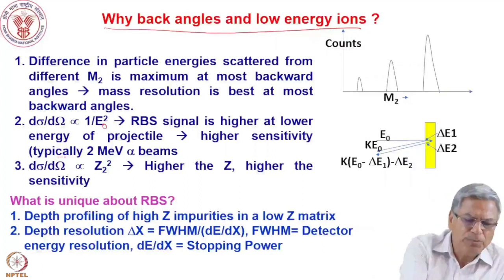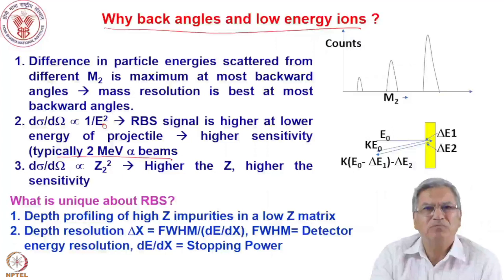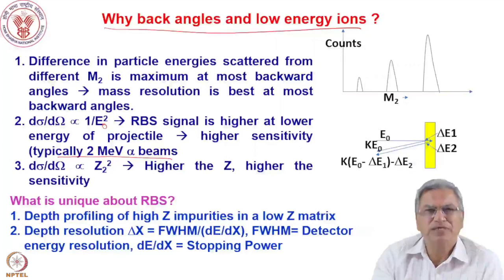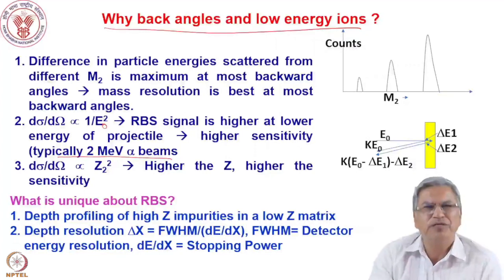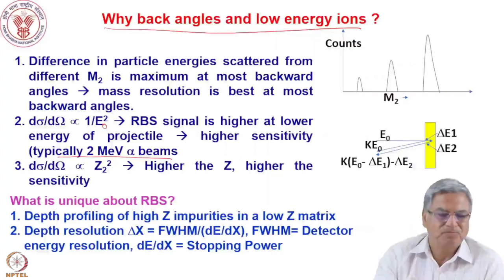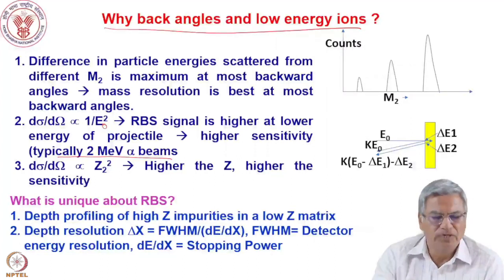Typically people use 2 MeV alpha particle beams, so you will be below the Coulomb barrier for most of the target nuclei. In addition, there should not be any nuclear reaction, because that will unnecessarily introduce some radioactivity in the sample, and it may become difficult to handle. So this is the reason for low energy.